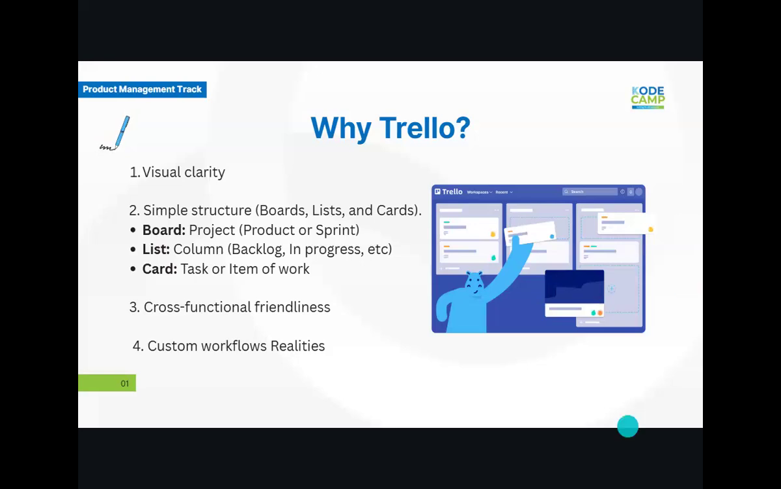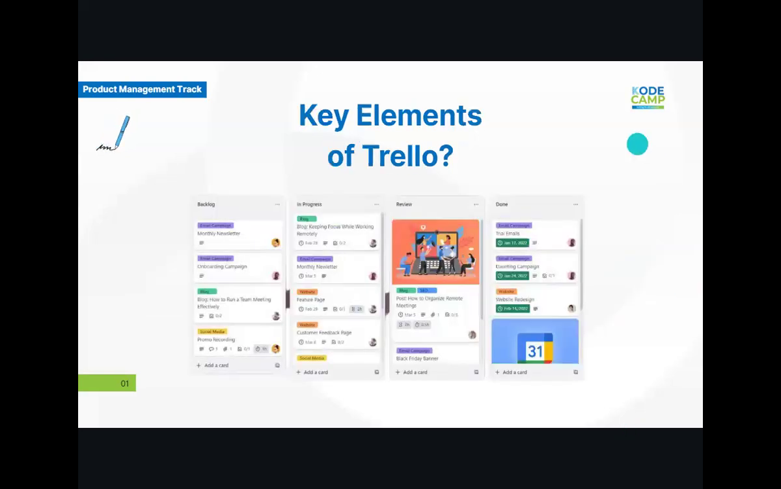So let's look at some key elements of Trello. Everything in Trello is structured around just three elements, which are the boards, the lists, and cards. Once you understand these, you can pretty much navigate and use Trello like a pro, right? Let me try and break down each of these elements.